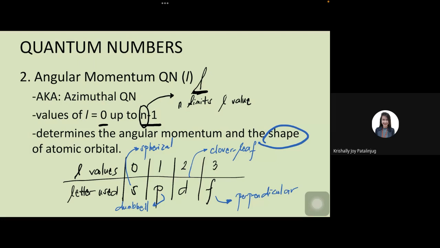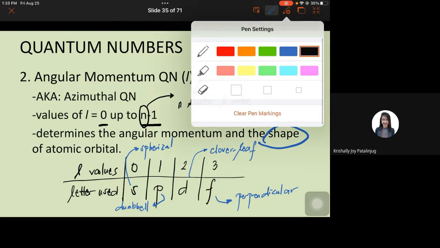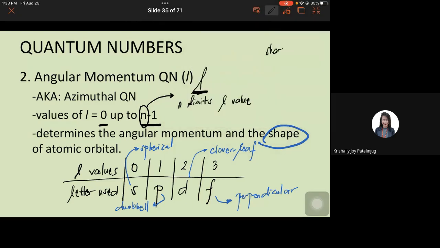Now, just a very short historical background on where these letters originated from. These letters S, P, D, F came from the words sharp, principal, diffuse, and fundamental. I repeat, these were the words where these letters came from: sharp, principal, diffuse, and fundamental.